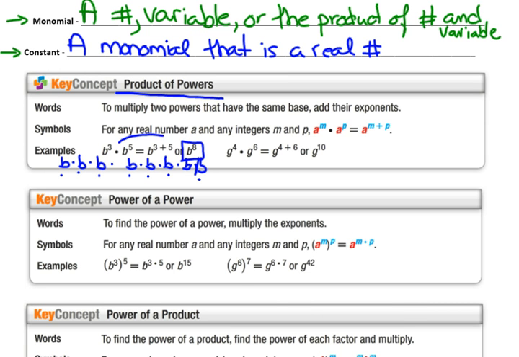Well, to get from here to here, without having to show all this work, we add their exponents. This is a rule. This you must memorize. So if I'm multiplying and they have the same base, you add their exponents. It's a rule. You need to know it.